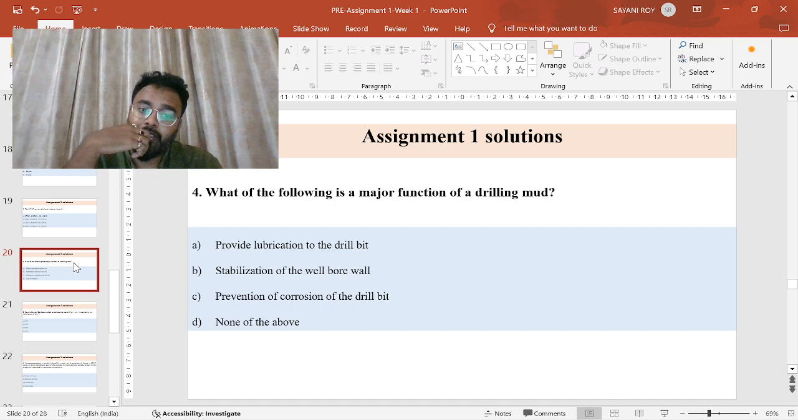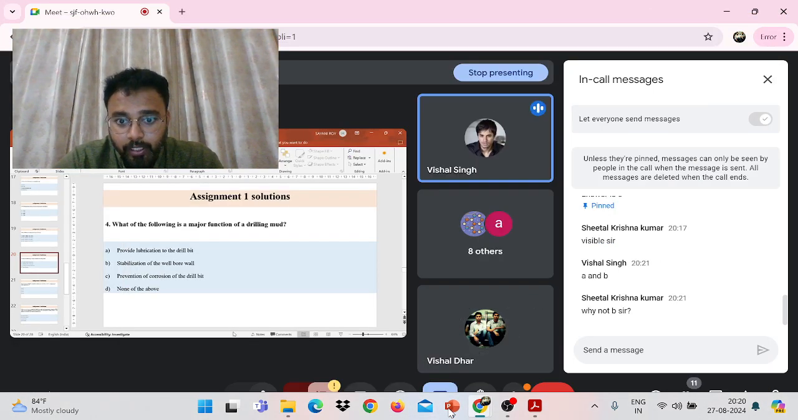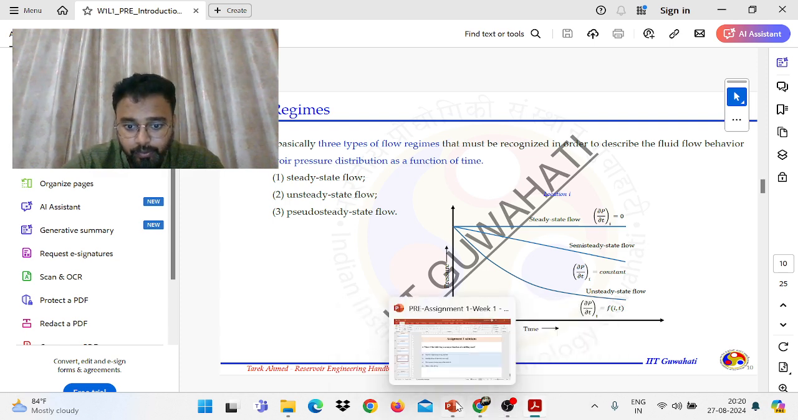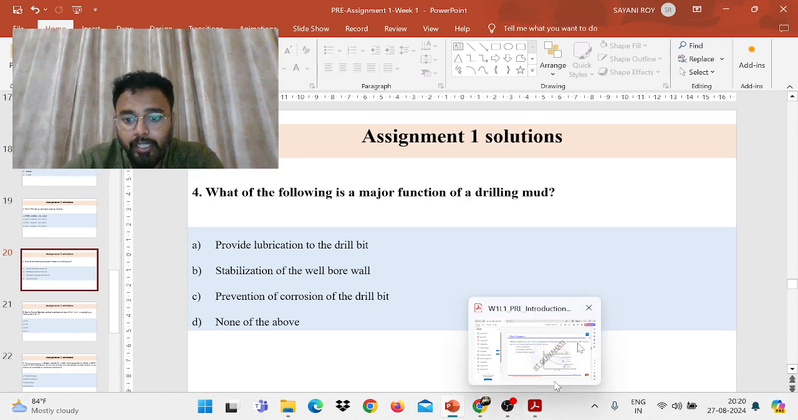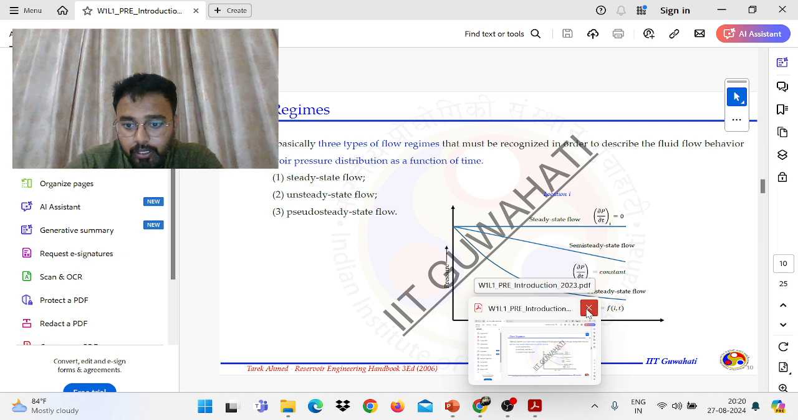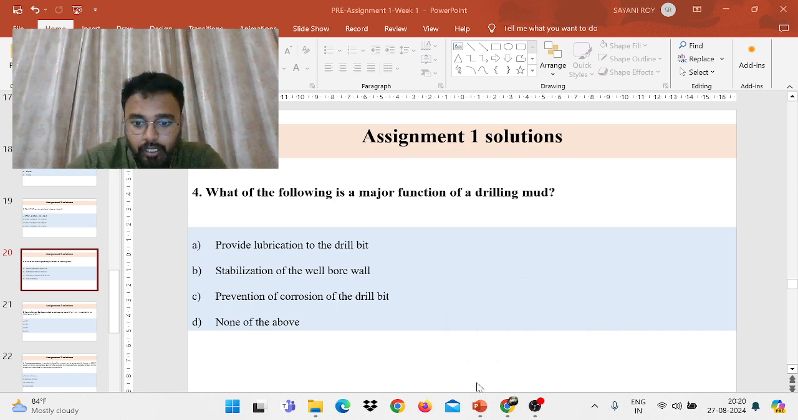Yes, sir. See, the options are a little confusing. Who said A and B? Me, Vishal. Okay, so you are partially correct. Sir, one of the major functions of drilling fluid is lubrication to the drill bit and stabilization of the wellbore. I am not sure about corrosion, but these two, A and B, both should be right.